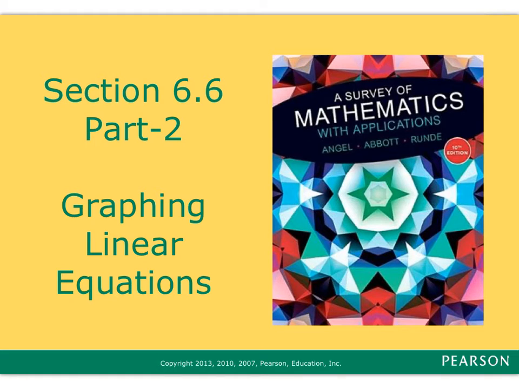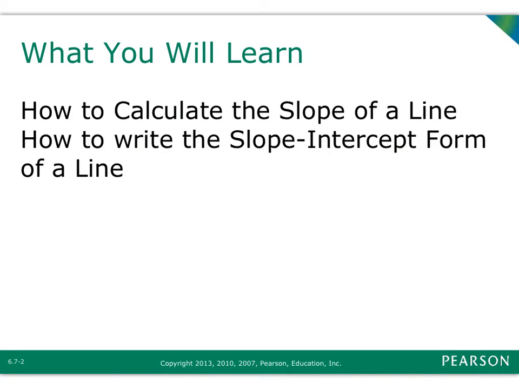This is section 6.6 part 2, graphing linear equations. In the last chapter, we learned how to graph points from an equation, a general equation of a linear line. In this chapter, we're going to learn how to calculate the slope of a line and how to write the slope-intercept form of a line. Once we know the slope and the y-intercept of a line, we're able to graph the line.